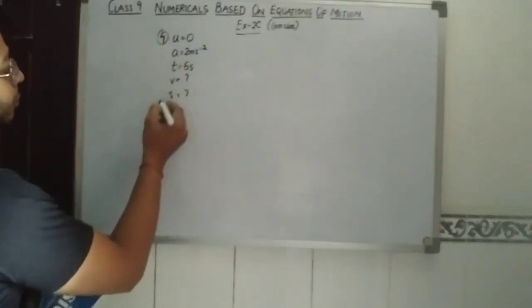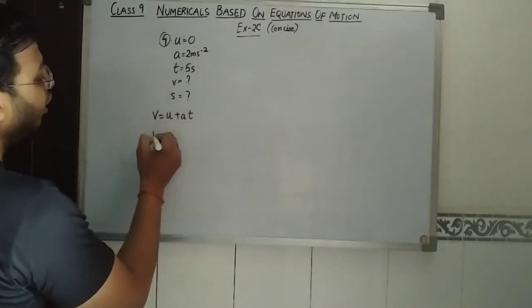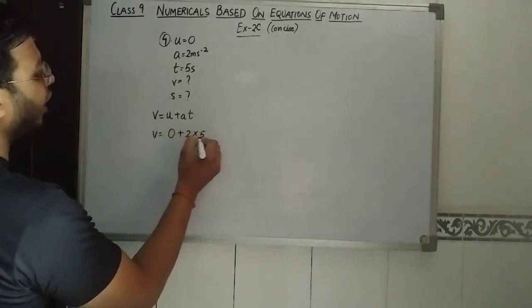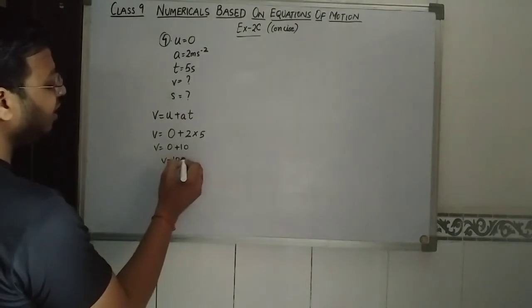For the purpose of V, we have to apply the first equation. V is equal to U plus AT. So V is equal to U value 0, acceleration value 2, time value 5. So V is equal to 0 plus 10. The final answer will be 10 meter per second.